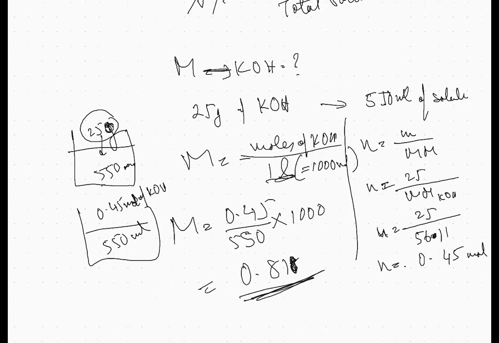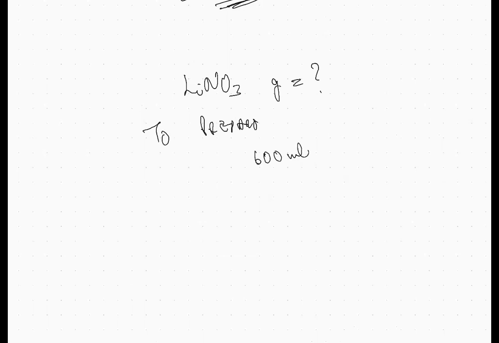I have another question here. It says lithium nitrate. They're asking how many grams of lithium nitrate you need to prepare 600 milliliters of 0.5 M LiNO3. So we need only 600 milliliters of this concentration. We don't have to make 0.5 moles, get the molecular mass, and put it in 1 liter, that's a waste.